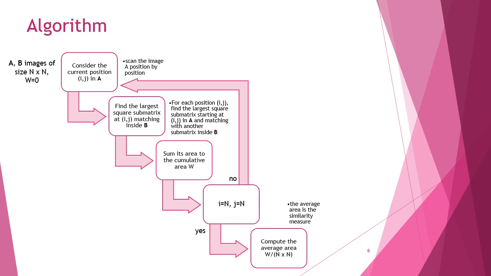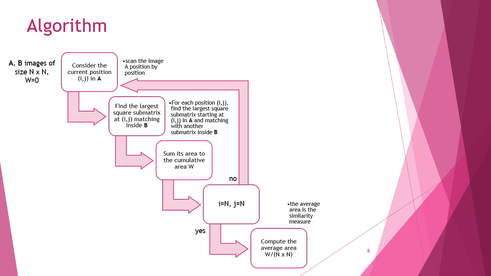This means that for each position ij, we need to find the largest square submatrix starting at ij in A and matching with another submatrix inside B. The third step is to sum its area to the cumulative area variable. Then we check if i is equal to n and j is equal to n.